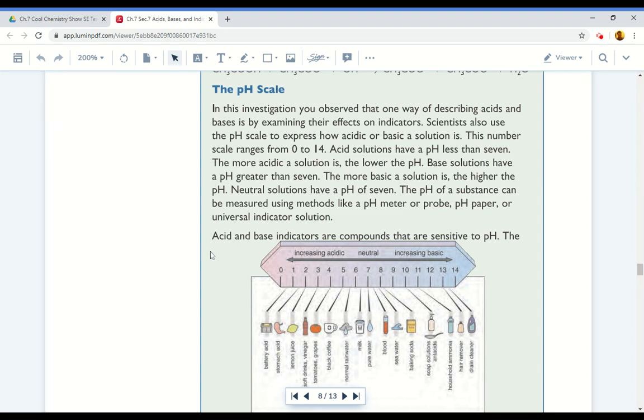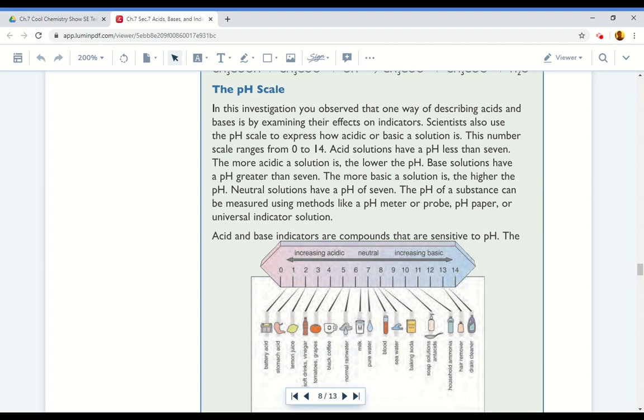Okay, so the scale is to the left, increasingly acidic. The center of the scale is neutral, and to the right, as the scale goes further and further to the right, it increases in basicity. In this investigation, you observed that one way of describing acids and bases is by examining their effects on indicators. Scientists also use the pH scale to express how acidic or basic a solution is.